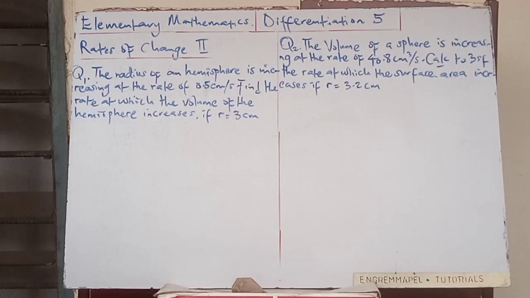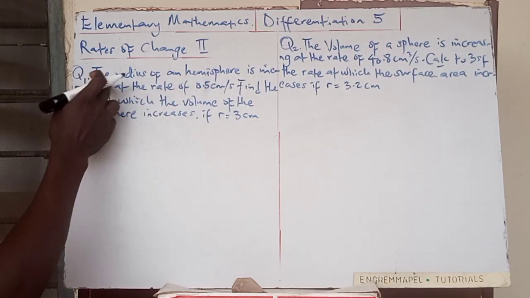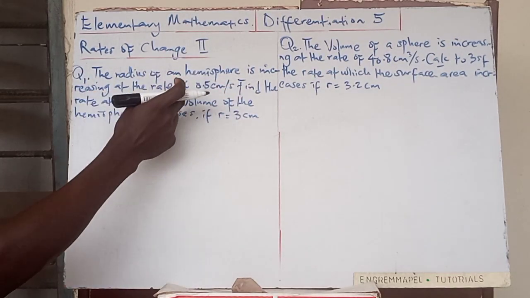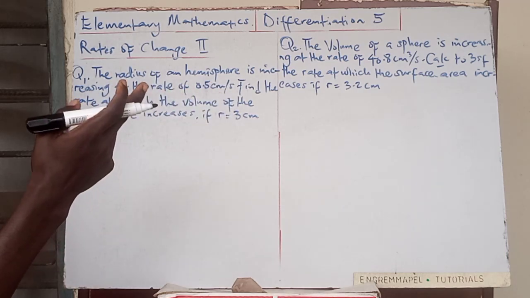So, in this part, we are going to be dealing with rate of change and also the minimum and maximum points on the next part. Continuing from here, we are about to solve the question that has to do with the radius of a hemisphere. It's increasing at the rate of 0.5 centimeter per second.